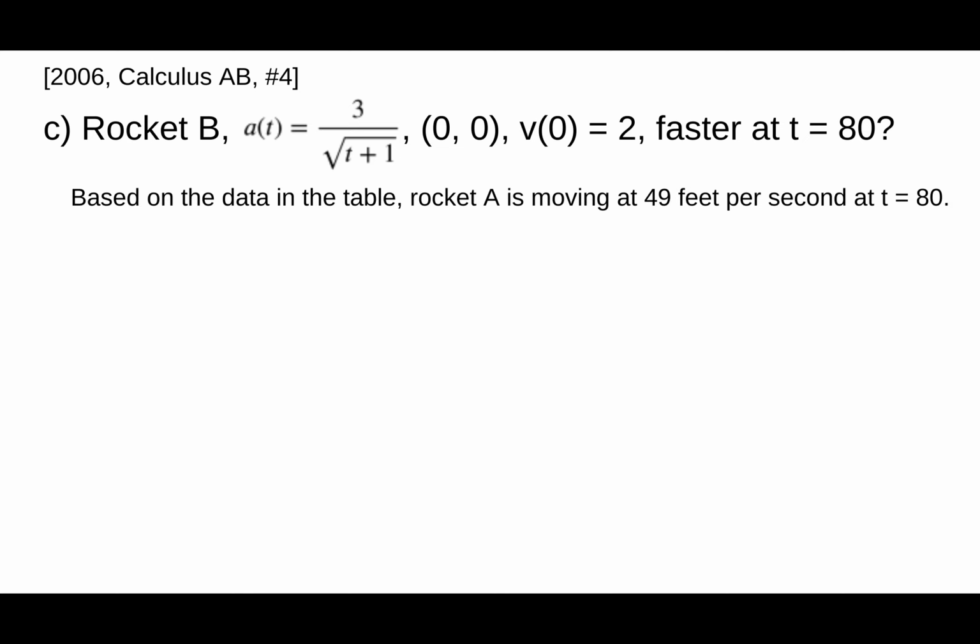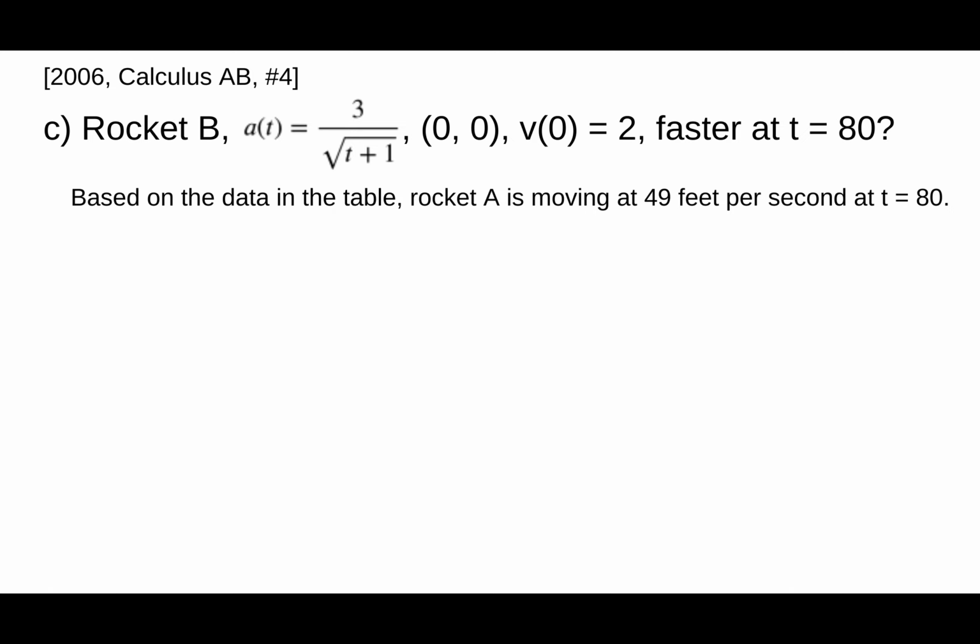All right, so really what we need to do here is we just need to find the velocity of each rocket at t equals 80 seconds. So based on the data in the table, rocket A is moving at 49 feet per second at t equals 80. Okay, that's just straight from the table.